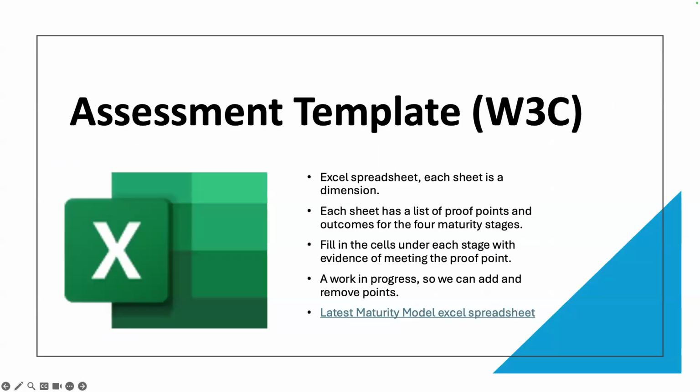For the W3C, it's an assessment template. You can go to the W3C Accessibility Maturity Model website. It's like other W3C content, so it looks like the WCAG standards. There's a lot of explanation of what this process is, how you do it, what the different dimensions mean, and how you can measure them. But the template is actually a spreadsheet. The spreadsheet has multiple sheets, and each sheet is a different dimension, which is an area of your organization that you can work on in developing accessibility maturity.